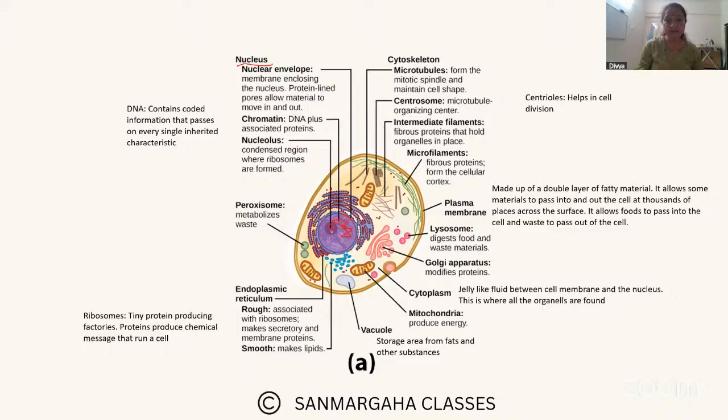Then coming to the cytoskeleton, which has many components. You can see here microtubules. We will know in detail in further slides. The microtubule forms the spindle and maintains the shape of the cell. Then coming to the centrosome. Here is the centrosome, the microtubule organizing center.